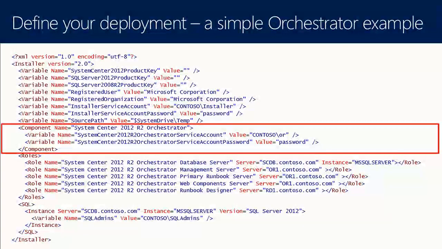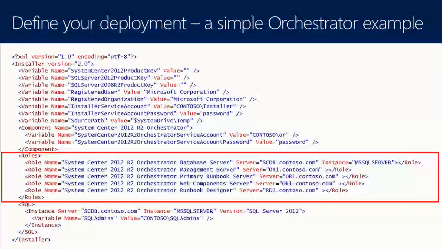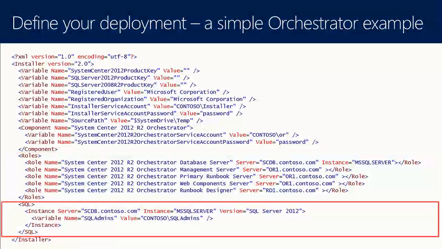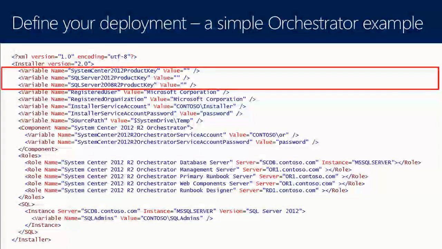We specify variables for the component. So in this case, it is just service account and password. Which servers we want those roles to go on. So this is a separate database server, one server for the Orchestrator box, and then I've got a remote desktop server specified here for the console, for the runbook designer. Which version of SQL I want to use and what the admins are going to be. And then in this case, I have not defined product keys. So if you leave product keys out, you get an eval install. If you give it product keys, you'll get a fully licensed installation.